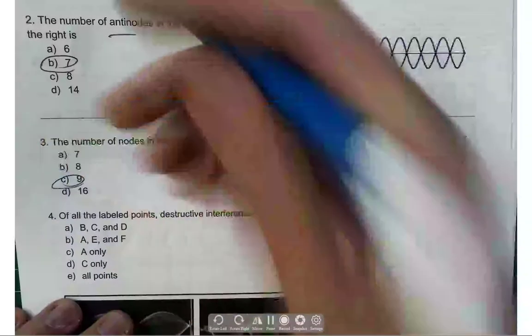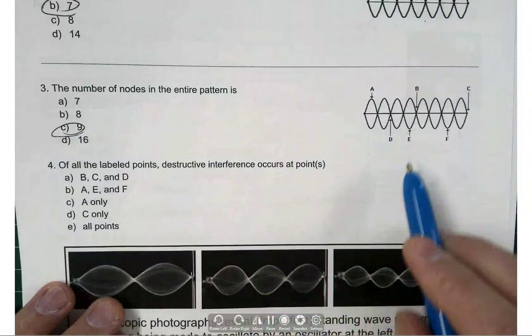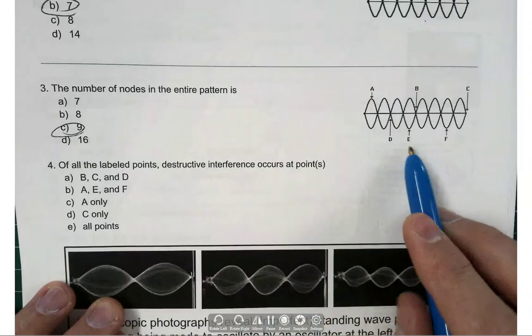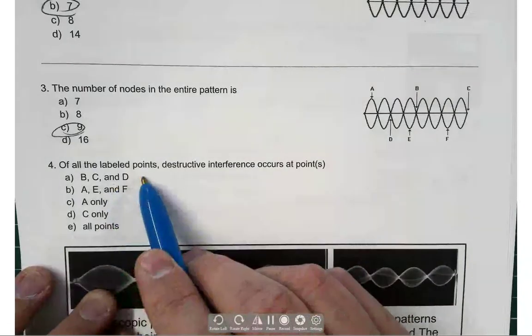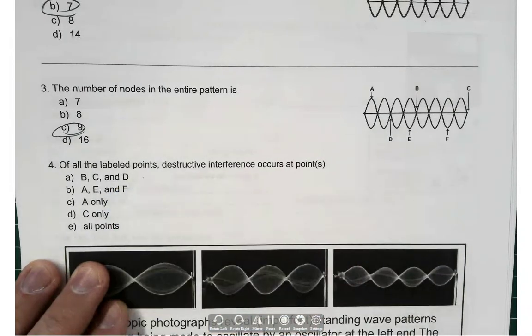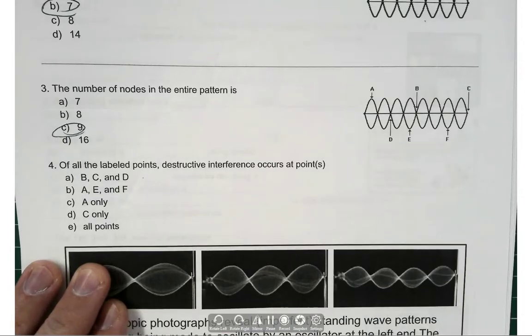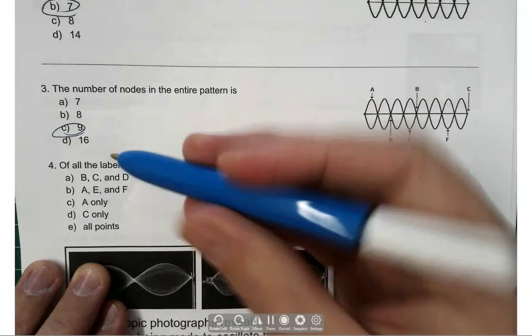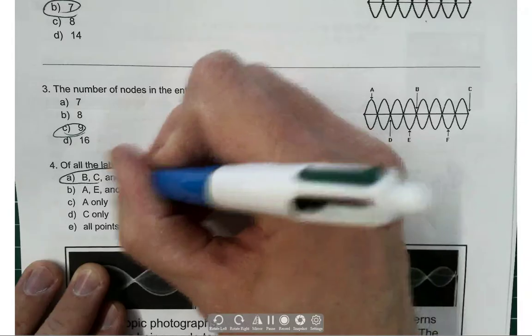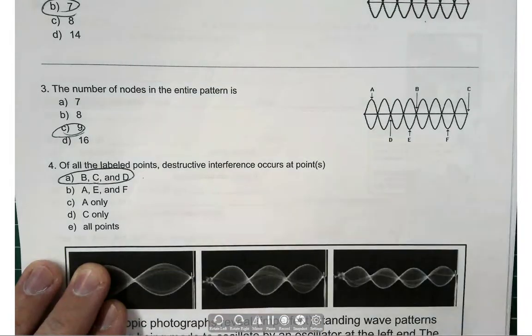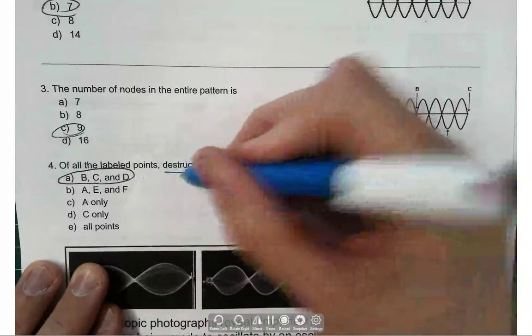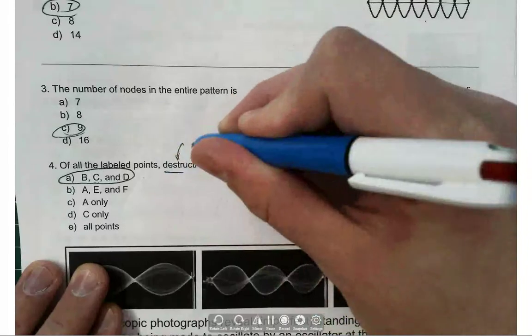And then of all the labeled points in this pattern, where's the destructive interference happening? Somebody with a hand, come on. Yeah? Locations B, C, and D. Those are all destructive interference, because destructive interference means nodes.